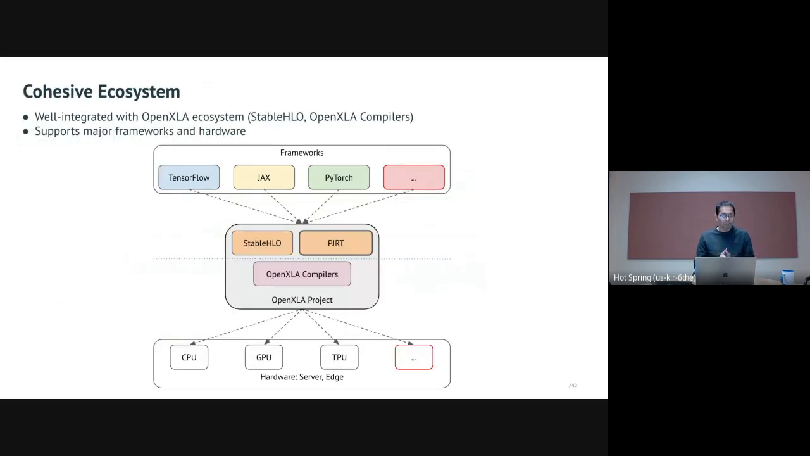So, as a foundational pillar of the OpenXLA project, PJRT is well integrated with projects within the OpenXLA ecosystem, including StableHLO and the OpenXLA compilers. Now note that PJRT is the primary interface for TensorFlow and JAX and is fully supported for PyTorch through PyTorch XLA. It is well integrated with the OpenXLA compilers to execute the workloads on TPU, GPU, and CPU. It is also the default runtime execution path for most of Google's internal production workloads.